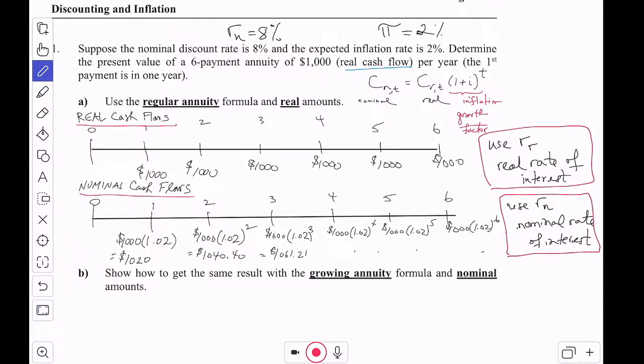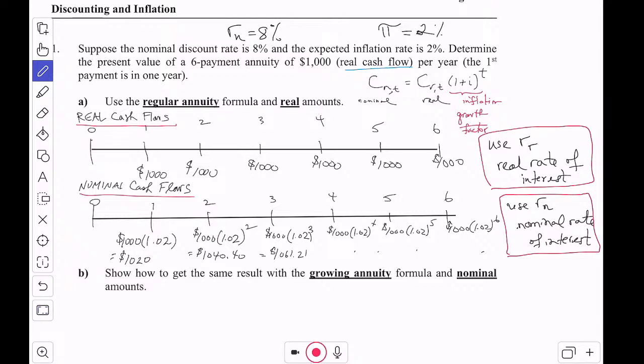Now let me tell you something before I continue with using this formula. You would have learned about inflation in economics, and you were probably told that the nominal discount rate is equal to the real rate plus the inflation rate.